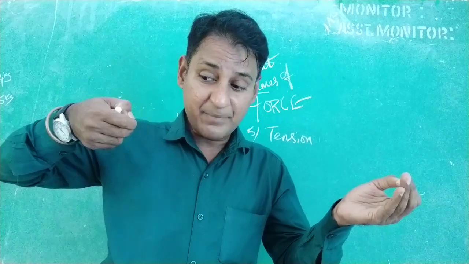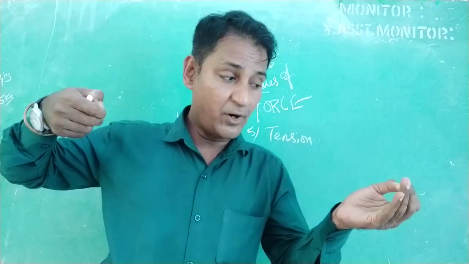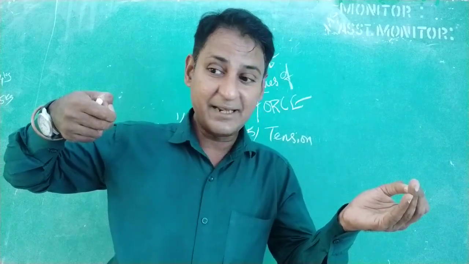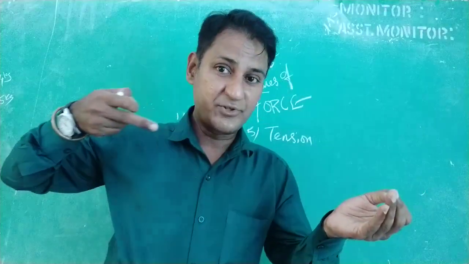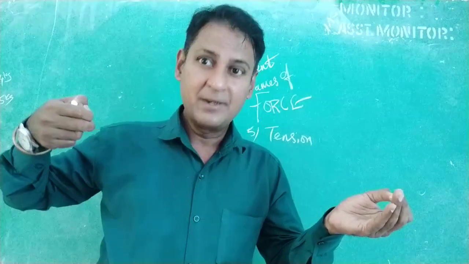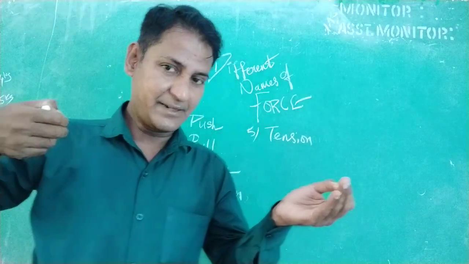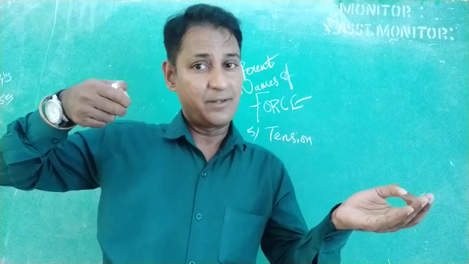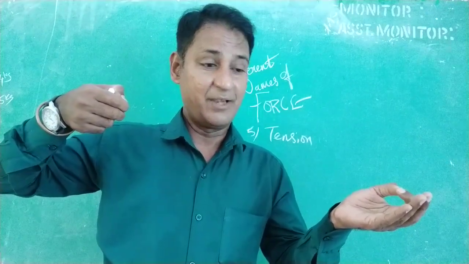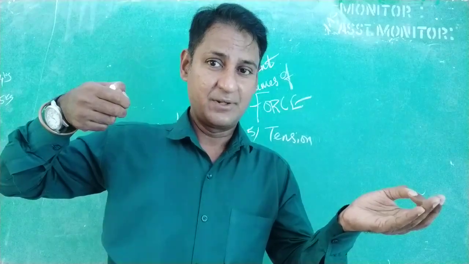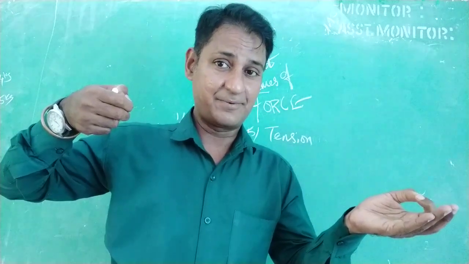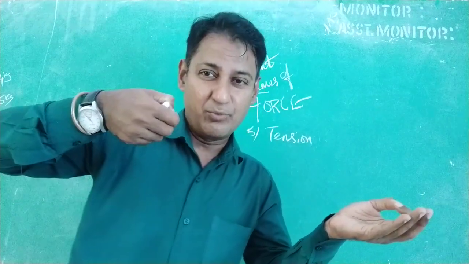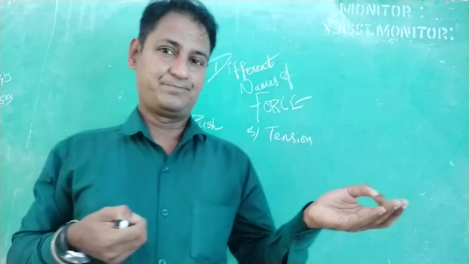So, if this applied force increases beyond the internal force acting in the direction opposite to the applied force, this is called tension. If the applied force is more than the tension, the rubber band will cut off. If the tension is more than the applied force, then it will be stiff. The rubber band will be stiff enough that we need to apply more force on it, right?